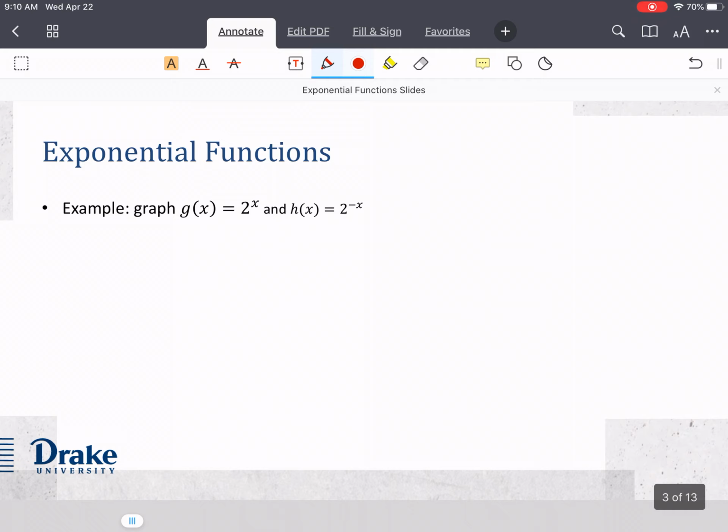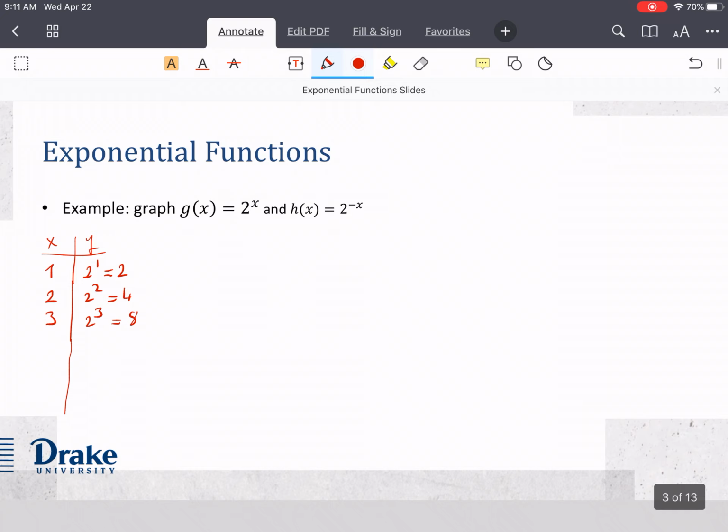Now I want to take a look at an example of how exponential functions actually look. Here I'm going to investigate g of x equals 2 to the x and h of x equals 2 to the negative x. Let's take a look at some input-output values for g, some x and y. If x is 1, then y is 2 to the 1, which is equal to 2. If x is 2, then you get 2 squared, which is 4. If x is 3, you get 2 cubed equals 8.